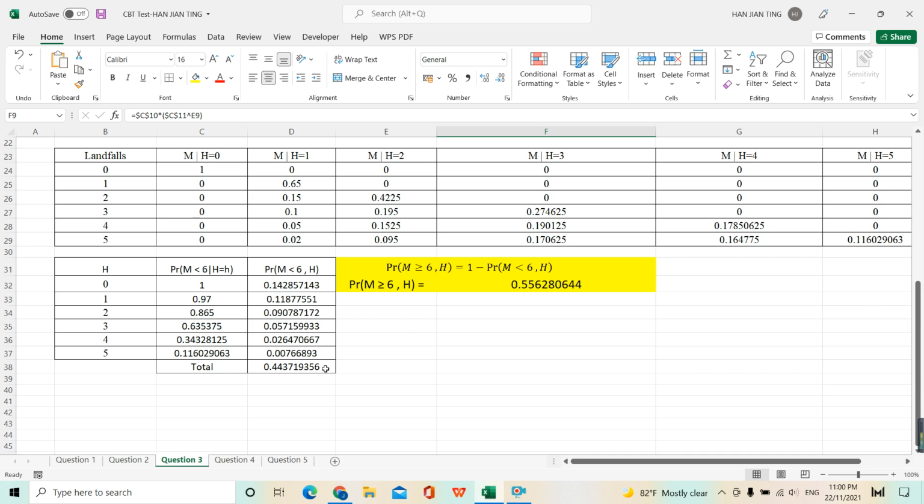Then we just sum each of them, because these are the probabilities for m equal to 0, m equal to 1, m equal to 2, and so on. We sum that all up and we can get the probability of m less than 6. Because the question is asking for m greater than or equal to 6, we need to do 1 minus this probability. Then we can get the final answer. So that's all for this question. Thank you for watching.